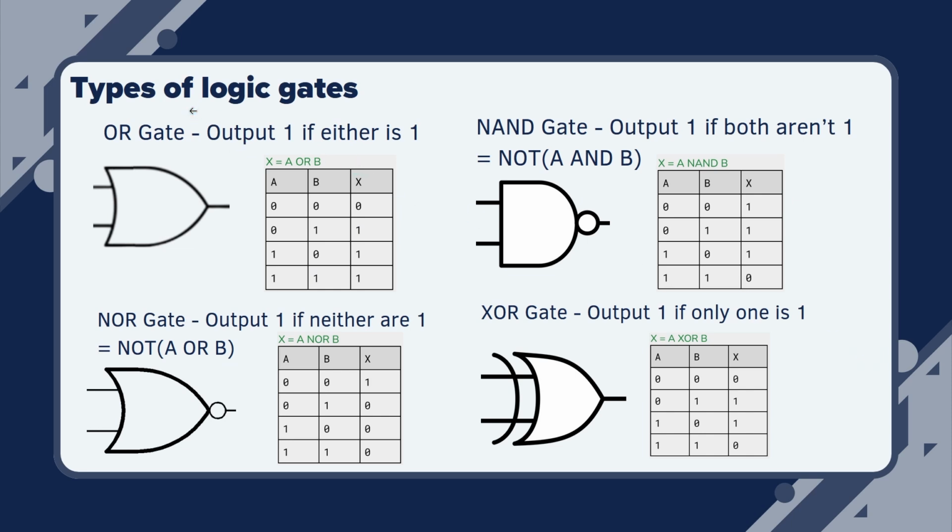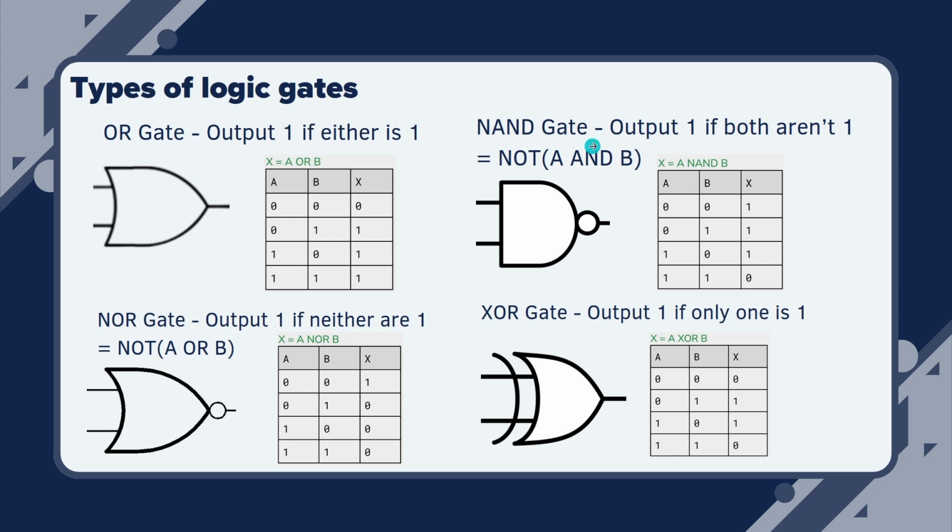Now, types of logic gates. We have the OR gate. So if either one is 1, either A or B is 1, then X will be 1. So you can see here 1, 1, 1, 1, 1, 1. The NOR gate, if neither A nor B is 1, then X will be 1. So this will only be true when they're both 0.